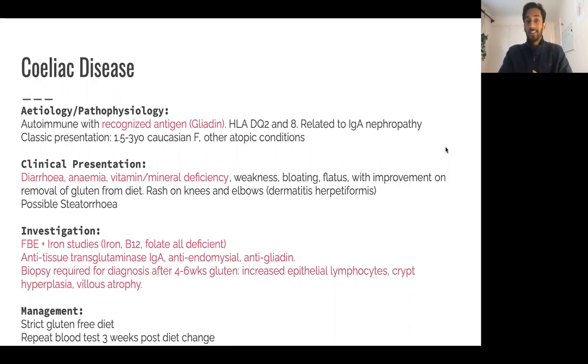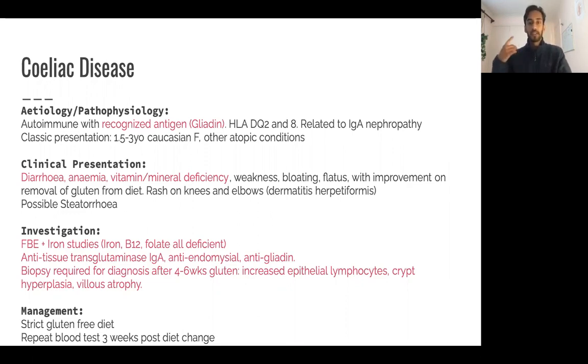The classic antigen to keep an eye out for is gliadin, and in terms of your presentation, it's your long-standing diarrhea, and then on top of that, it's anemia, vitamin and mineral deficiency. You don't usually get blood in the stools, so that's a good differentiator between celiac and IBD. The rash that you'll classically get, mostly on knees and elbows, but can pop up on your trunk as well, is dermatitis herpetiformis.